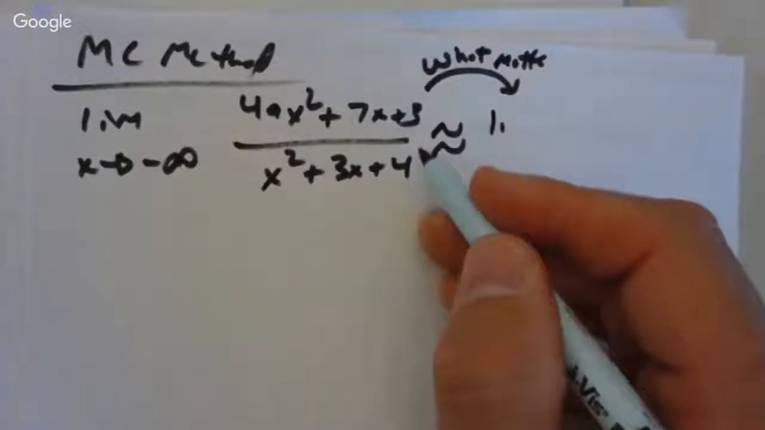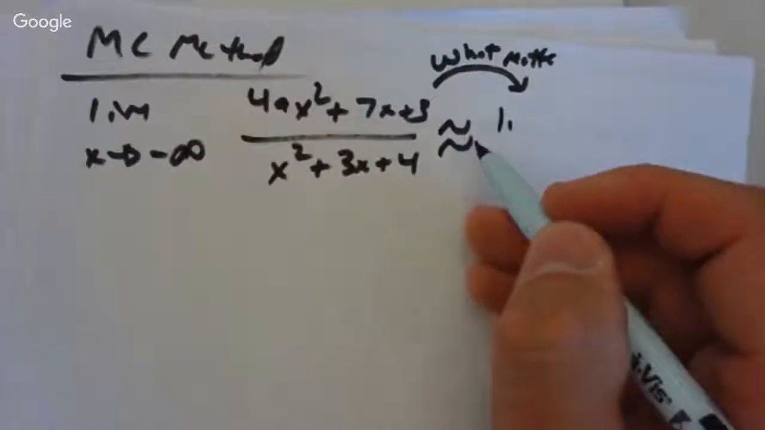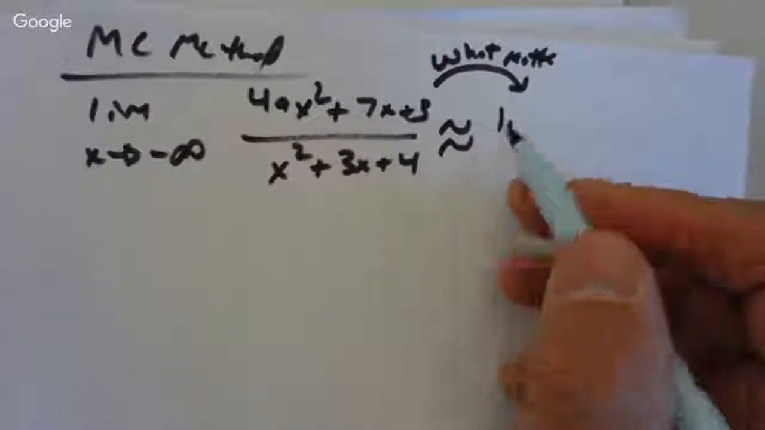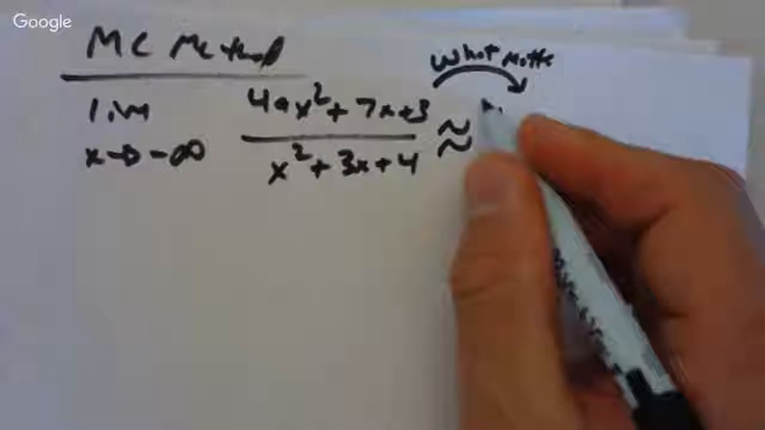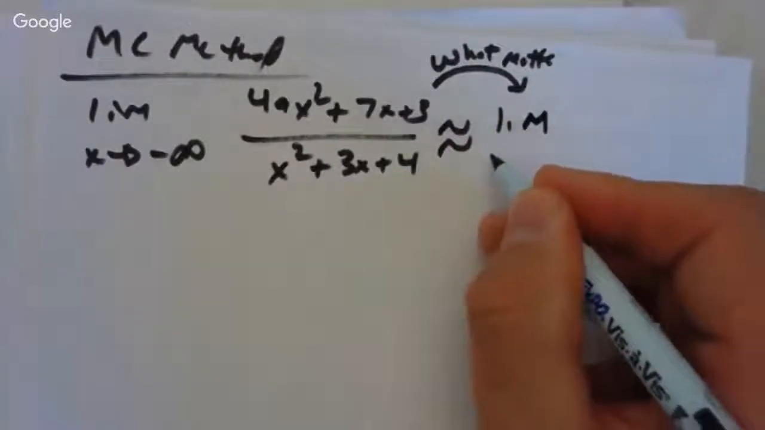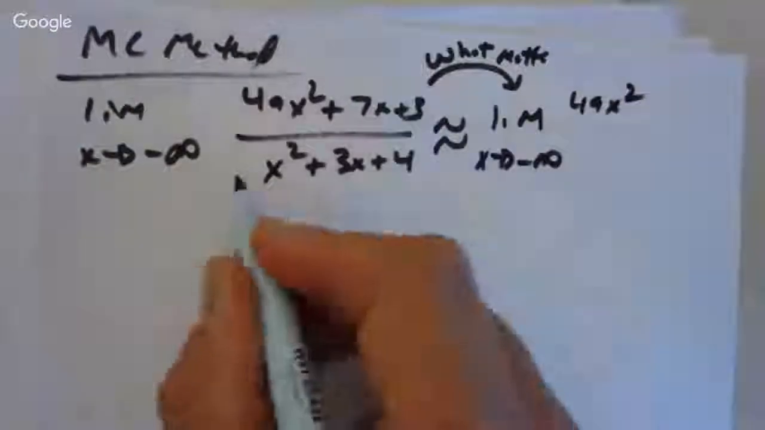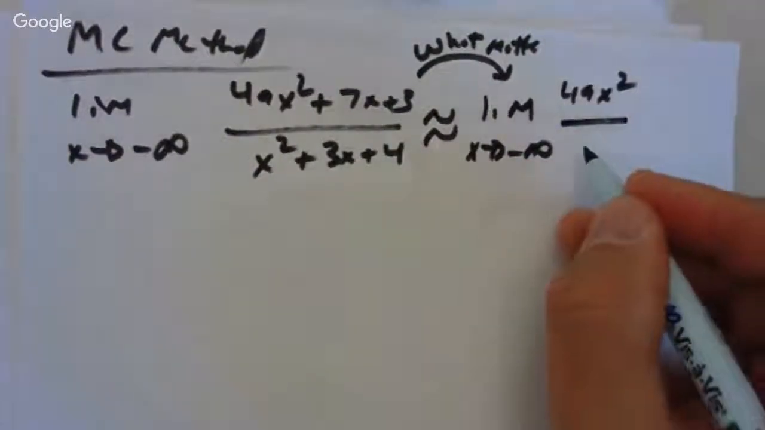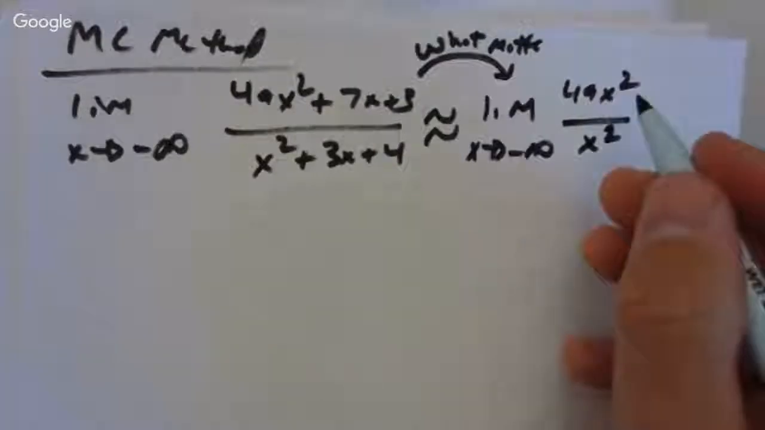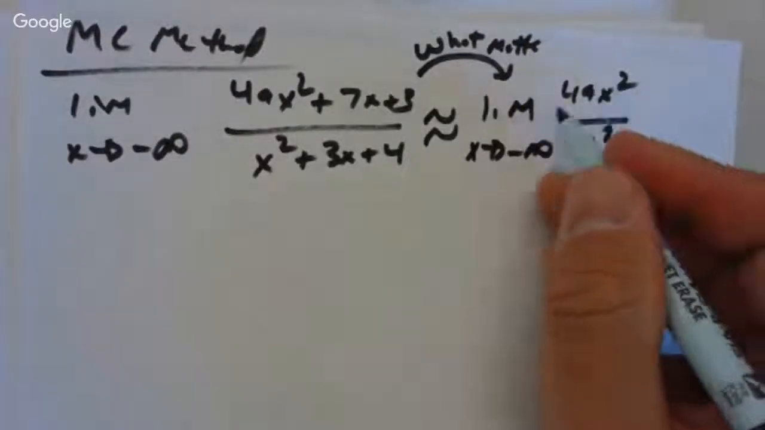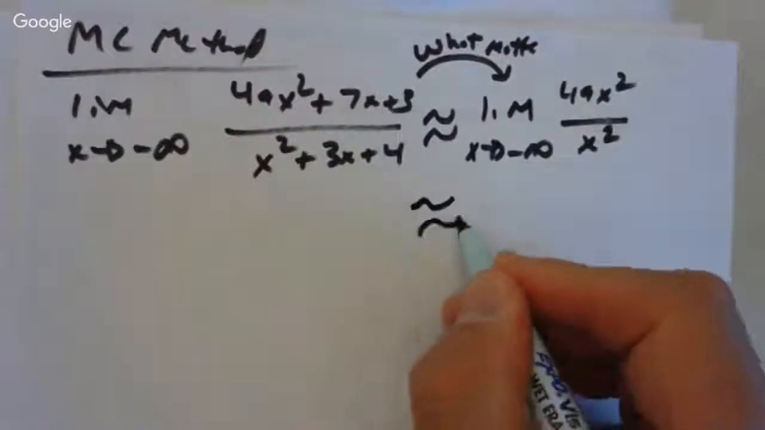It's not equal to this. But it so well determines what's going on, it doesn't matter how far they are apart. So notice I put the wavy signs because it's no longer exact. The top is 49x squared. What's going to determine the behavior of the bottom? What cancels out in that? X squared. What's the limit as x goes to negative infinity of 49? 49.